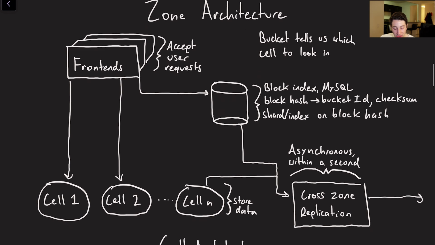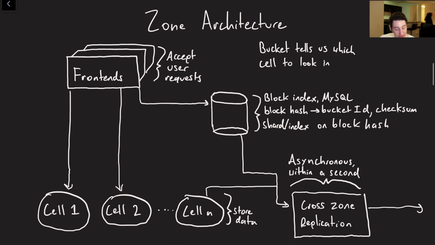Okay, so what's the architecture within a zone? Because this is where things actually start to get a little bit interesting. So basically, we've got a bunch of front-end servers, right? These are just our typical HTTP servers, and those are accepting user requests. So if I want to put or get some data, the first place it's going to is one of those front-end servers. Basically, it can go to any of them. They're all pretty much doing the same thing.